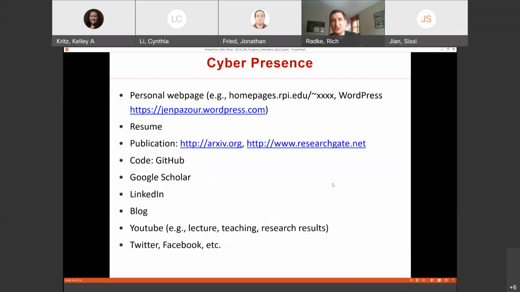This is a good time, especially as you go into looking for jobs with your master's degree, to really start to promote yourself, to have a LinkedIn page, to have a personal web page, and if you have any publications, to link your arXiv account up to your web page, right?